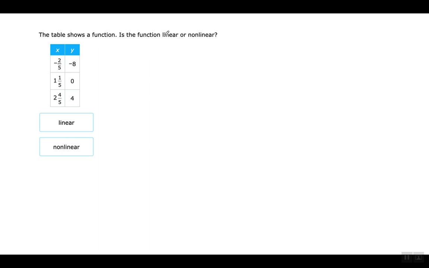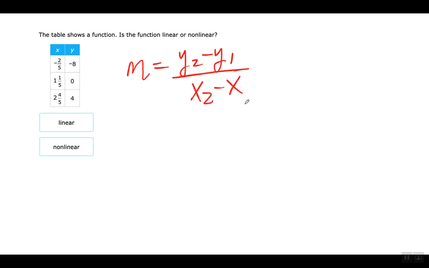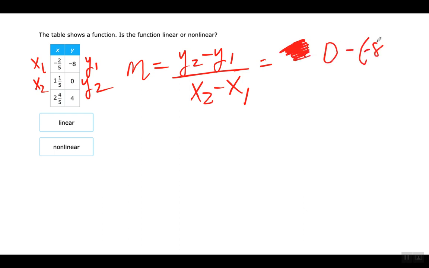All right, so I think by this time, do I need to label them? Just in case, I will. So on the top, it's going to be 0 minus negative 8. On the bottom, it's going to be 1 1/5 minus negative 2 over 5. All right, so the two negatives become a positive. Los dos negativos se cambian a positivo.